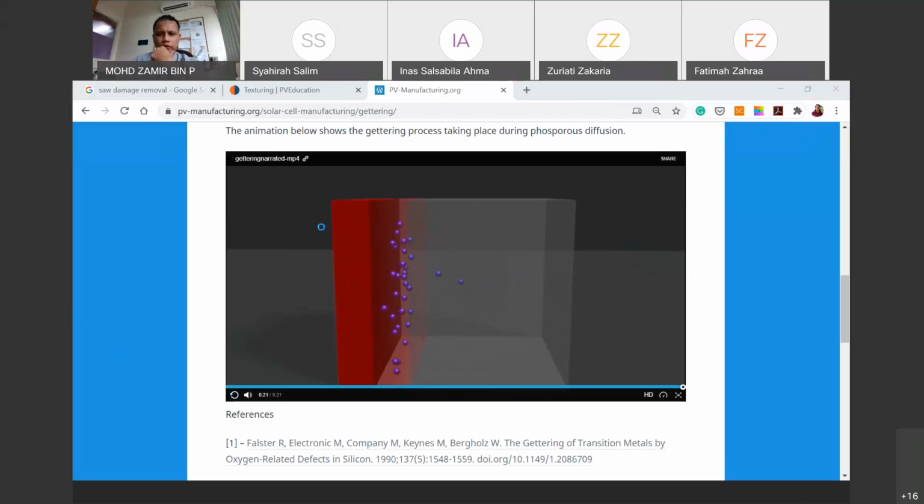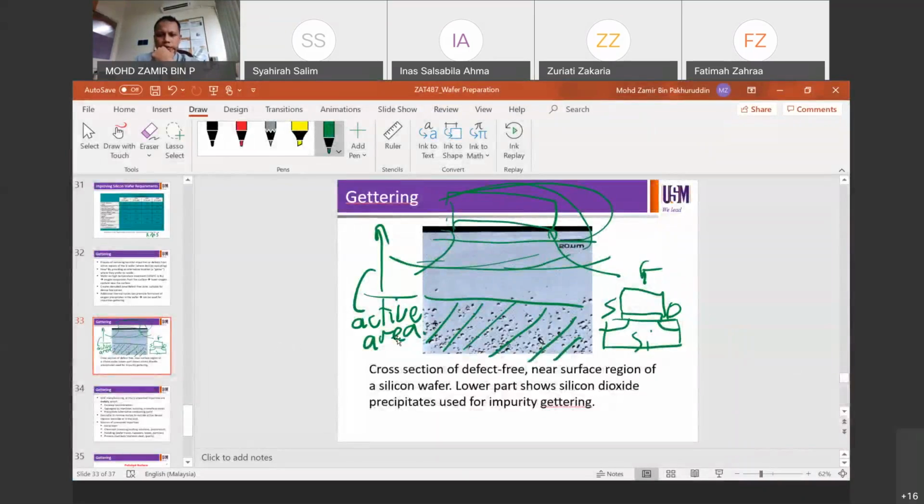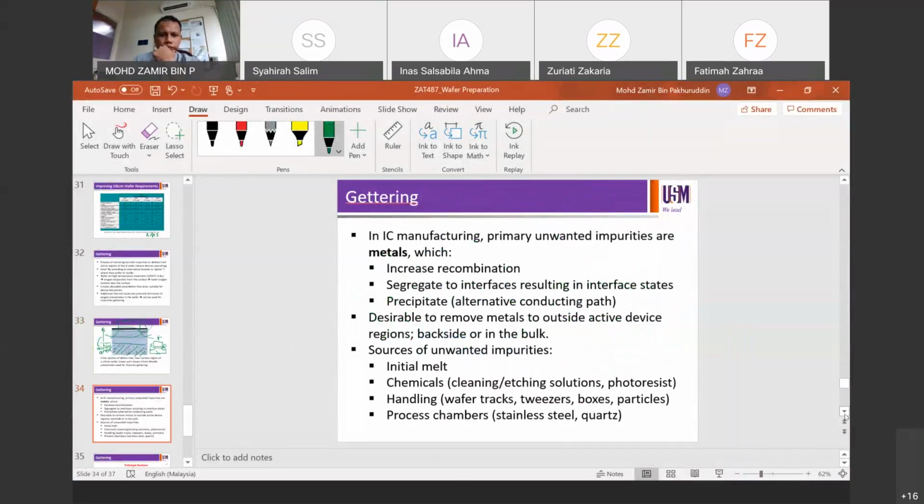All right, let's go back to the slides. Almost done. You can see the slides, right? Nampak slide?